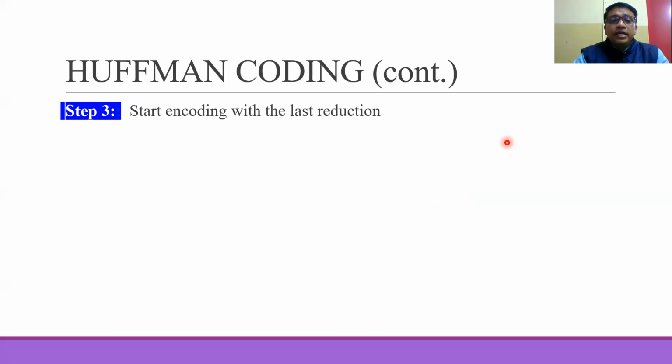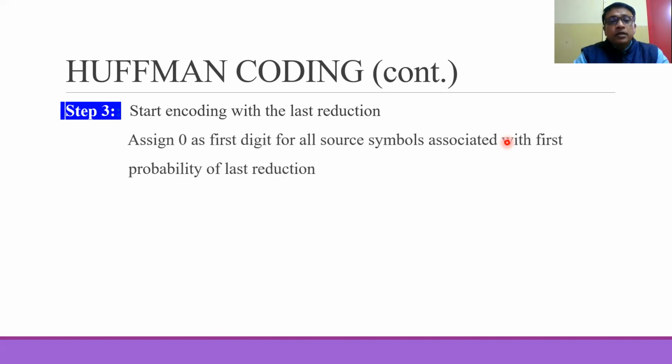So what is step 3? After the reduction is completed, you have to start the encoding. The encoding starts with the last reduction. We assign a 0 as the first digit for all source symbols associated with the first probability of the last reduction. That means on the top, the probability value there, you will assign a 0, and to the bottom value you will assign a 1.